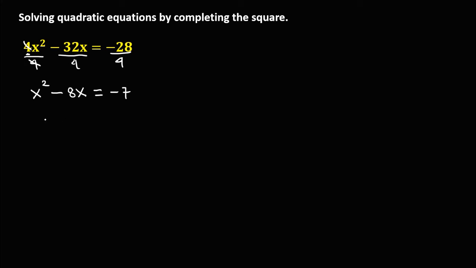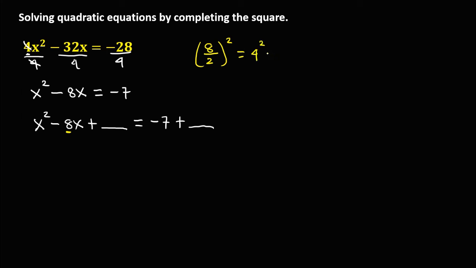Then apply completing the square. So we have x squared minus 8x plus a number equals negative 7 plus a number. Then to find this unknown number, we just need to take the coefficient of x. So we have 8, divide by 2, take the square. 8 divided by 2 is 4, then to the power 2. And 4 to the power 2 is 16. So therefore 16 is the unknown number. So plus 16 both sides.